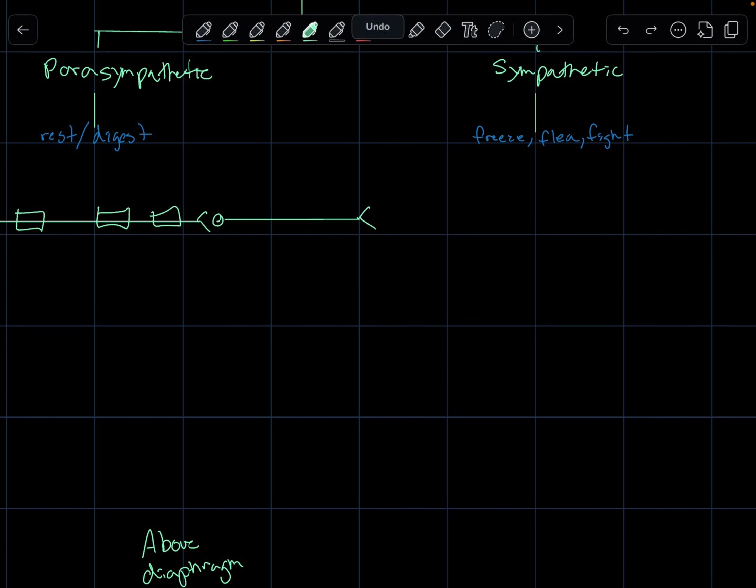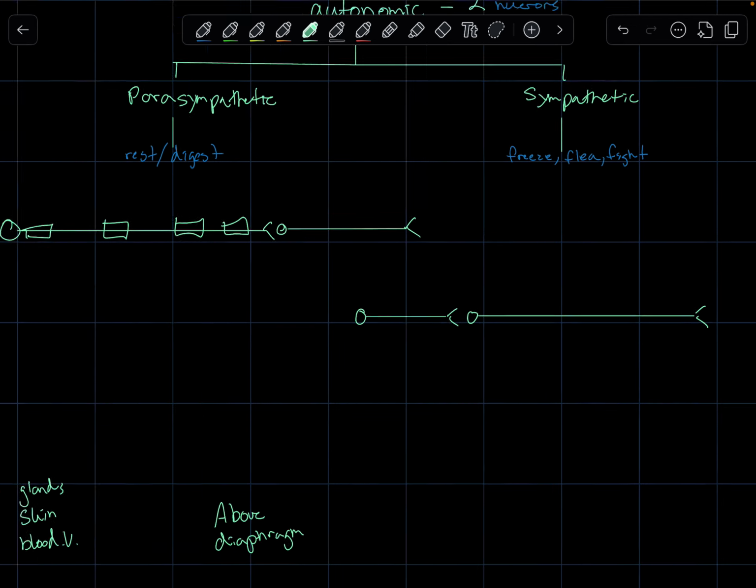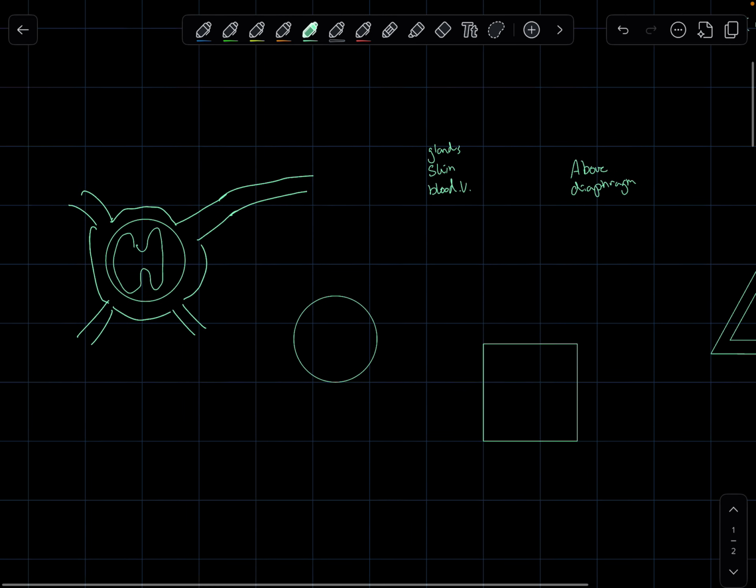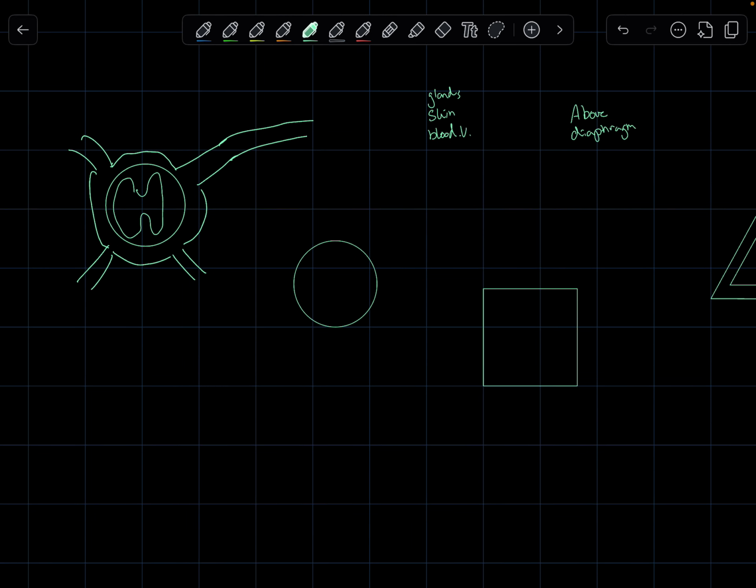But the sympathetic is going to be a little different. It's going to have a short presynaptic and a long postsynaptic. And that's because it does not directly attach to the effector organ. Instead, it synapses earlier. Okay, that's kind of the basis there. I want to take a look at the different pathways that are taken by the parasympathetic and the sympathetic neurons.